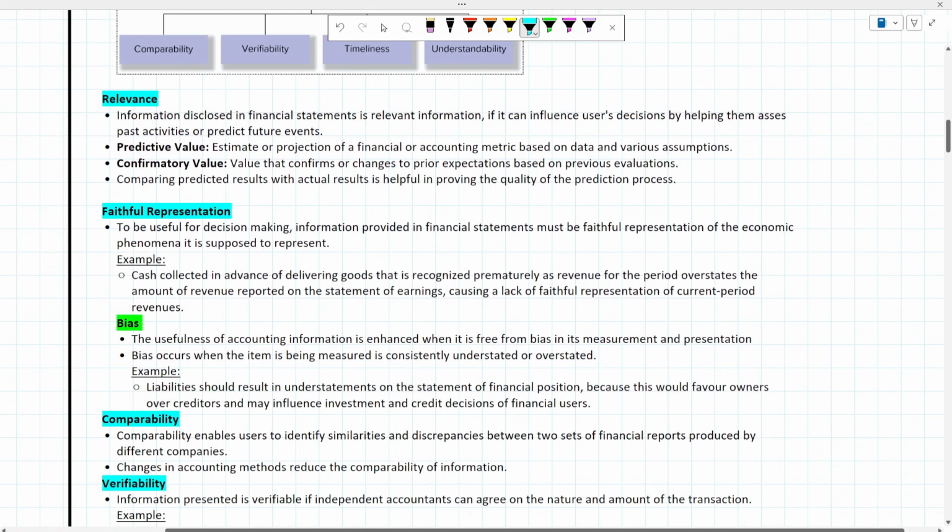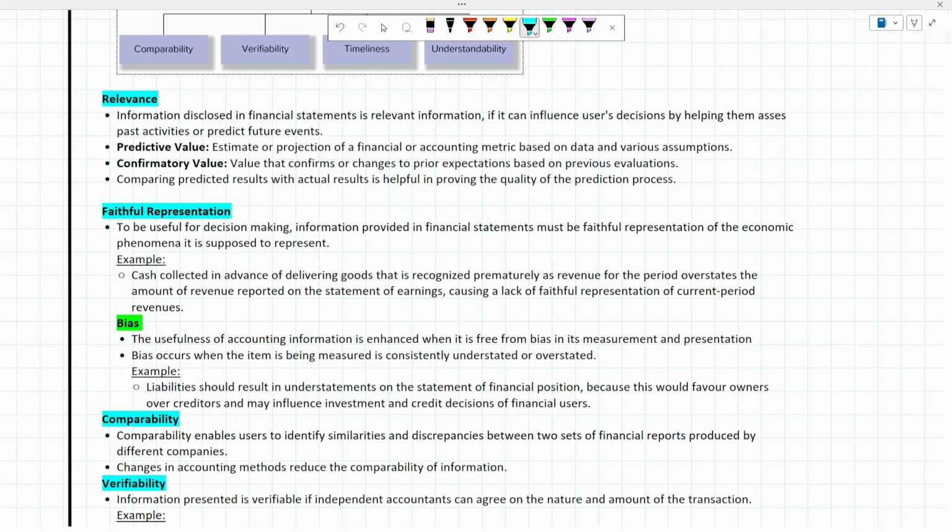To be useful for decision making, information provided in financial statements must be a faithful representation of the economic phenomenon it is supposed to represent. An example of this is cash collected in advance of delivering goods that is recognized prematurely as revenue for the period. This overstates the amount of revenue reported on the statement of earnings, causing a lack of faithful representation of the current period revenues.